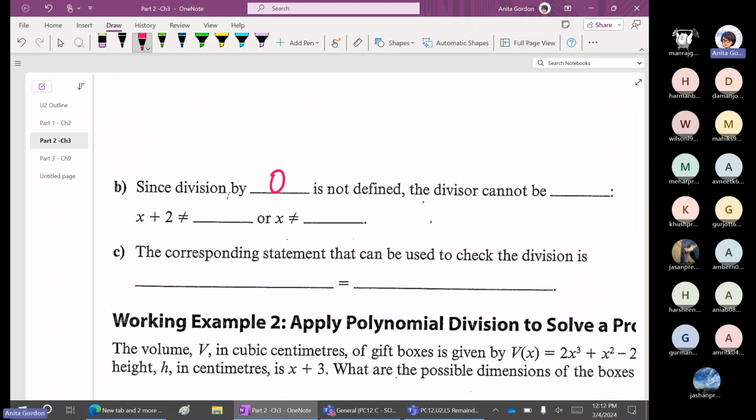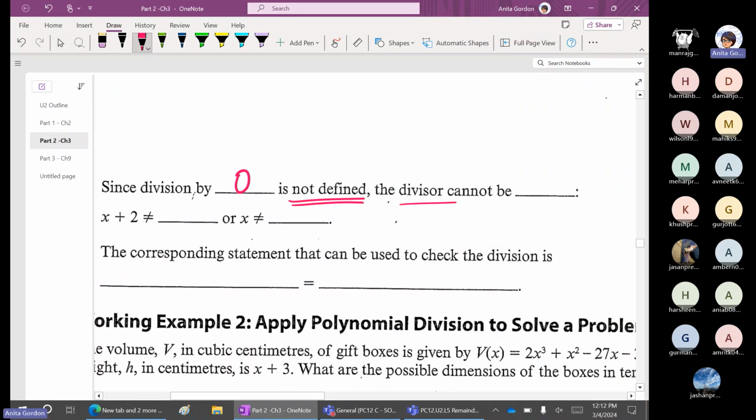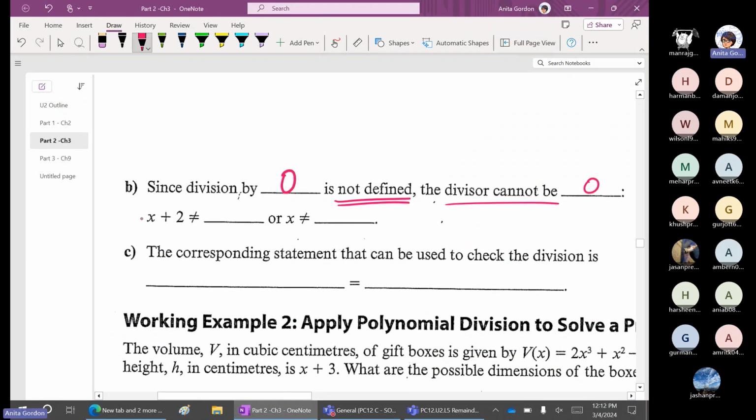since division by 0 is not defined, the divisor cannot be 0. So x plus 2 cannot be 0. So my restriction is that x cannot be -2. I mentioned this last week, so you have it later. Why is that a restriction? Because of the denominator.